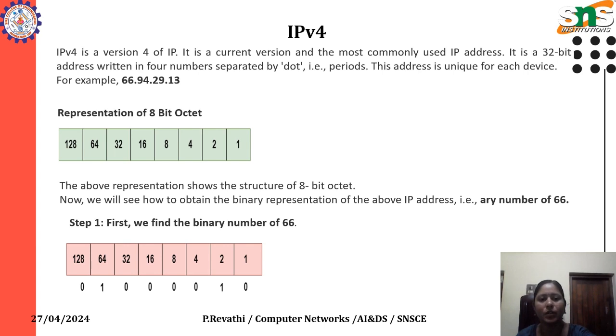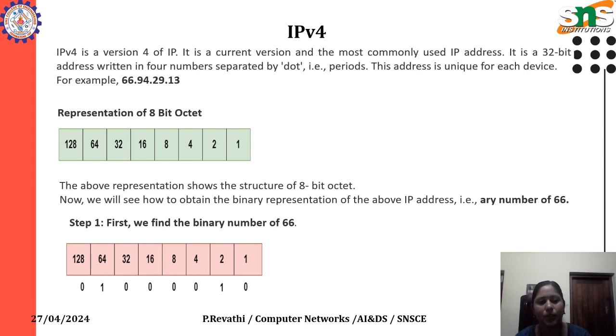Representation of 8-bit count. The above representation shows the structure of an 8-bit octet. Now we will see how to obtain the binary representation of the above IP address, 66.94.29.13. To obtain it, first we find the binary number of 66. To obtain 66, we put 1 under 64 and 2, as the sum of 64 and 2 is equal to 66. And the remaining bits will be 0, as shown in the above figure.